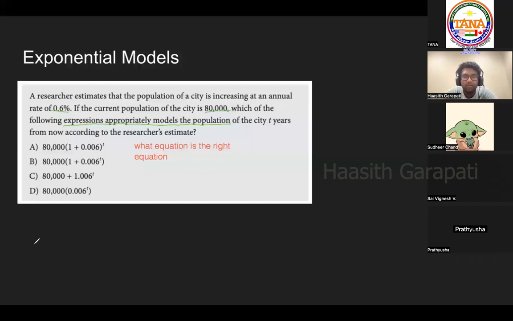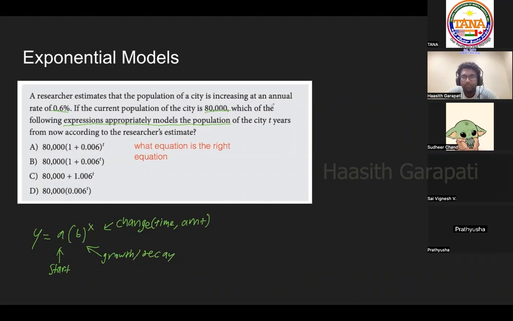And I'll show you the exponential model looks like this. Y is equal to A times B to the power of X, where A is the starting point, and then B is the growth slash decay factor, and then X is the change. And this could be anything. It could be time, it could be the amount of something, anything really. So let me explain what each of these terms mean.